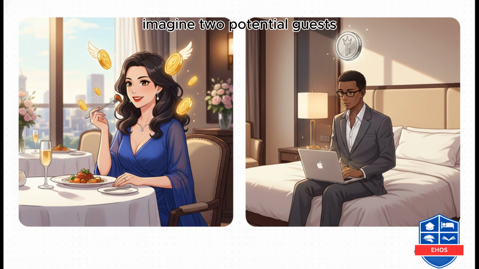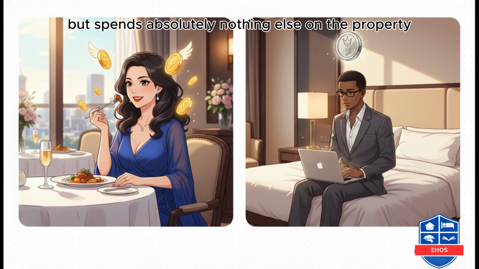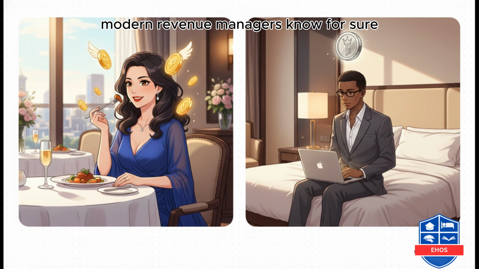Imagine two potential guests. One guest pays a slightly lower room rate, but their segment data tells us they're highly likely to spend heavily in the fine dining restaurant and the spa. Another guest pays a premium, top-tier room rate, but spends absolutely nothing else on the property. By understanding these spending habits holistically, modern revenue managers know for sure that prioritizing the first guest is actually far more profitable for the hotel overall.